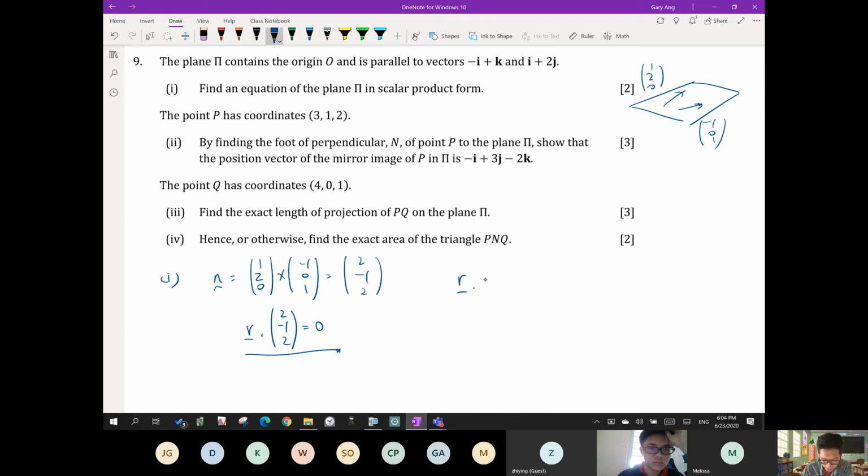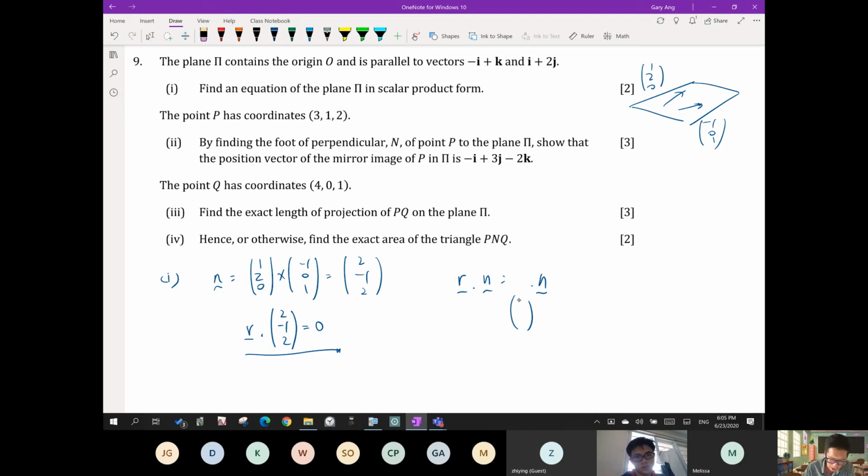So the formula, if you like, is r dot n equal a dot n, correct? It's like y equal mx plus c. So r dot n equal a dot n. What is a? A is any point on the plane. So if you've got the origin, then you just put 0, 0, 0 all the time. Then of course every time you dot, you get 0.